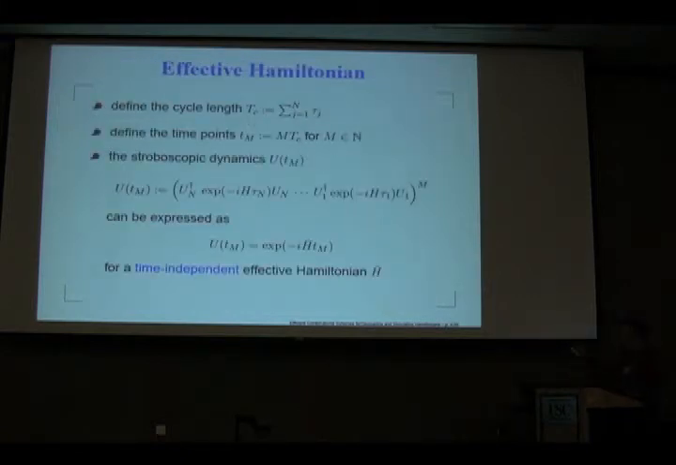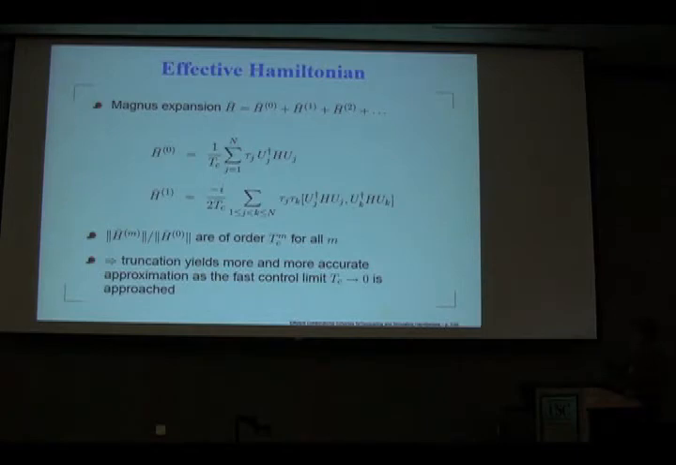Let's define the cycle length, and then we define these time points. The stroboscopic dynamics is defined like this, and it can be expressed as a time evolution under a time-independent effective Hamiltonian. I'm sure most of you are very familiar with this. This effective Hamiltonian can be obtained by the Magnus expansion. These are the terms here, the first two terms.